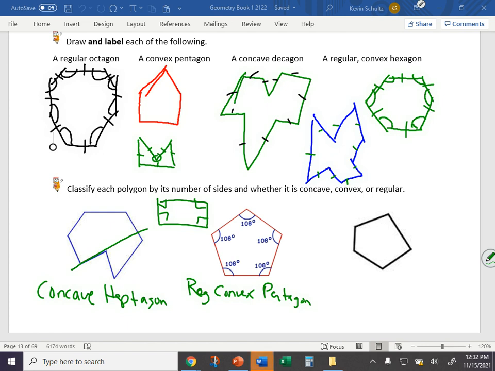And last one, what do we got there? It is a convex pentagon. Convex. Your homework for tomorrow.